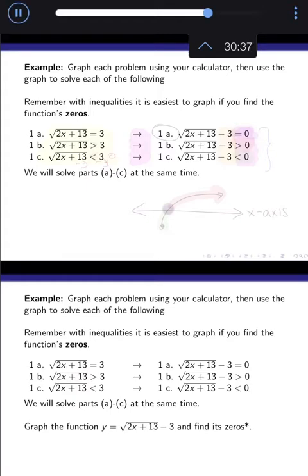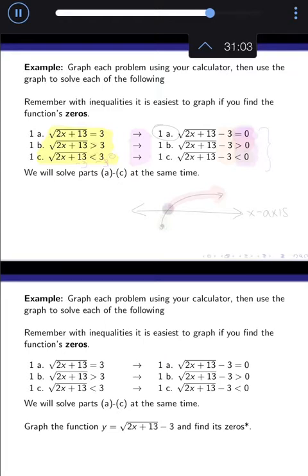In our last problem, we have 3 inequalities and equations involving a square root that we wish to solve all at the same time. We have the square root of 2x plus 13 equals 3, is greater than 3, and is less than 3. Now, this would be your original problem, but we would never leave it like this.